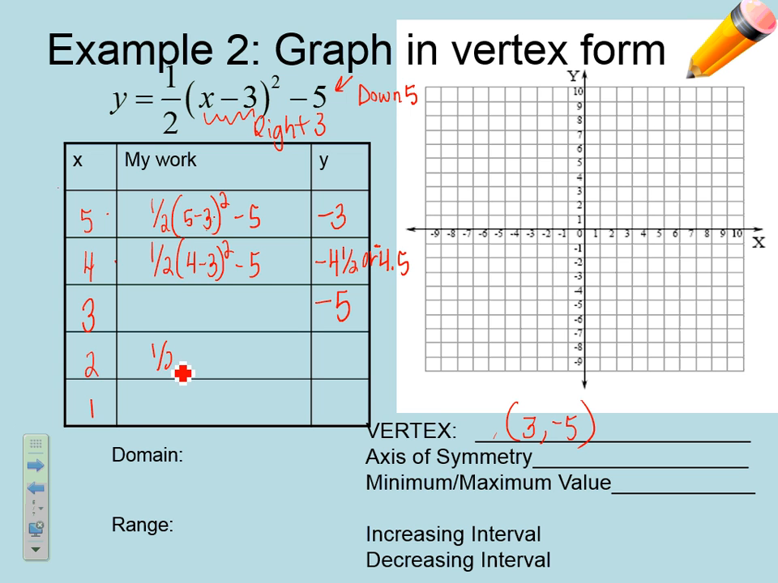Then let's do 2. 2 minus 3 is negative 1. Negative 1 squared is 1. Half of 1 is a half. Half minus 5 is negative 4.5.